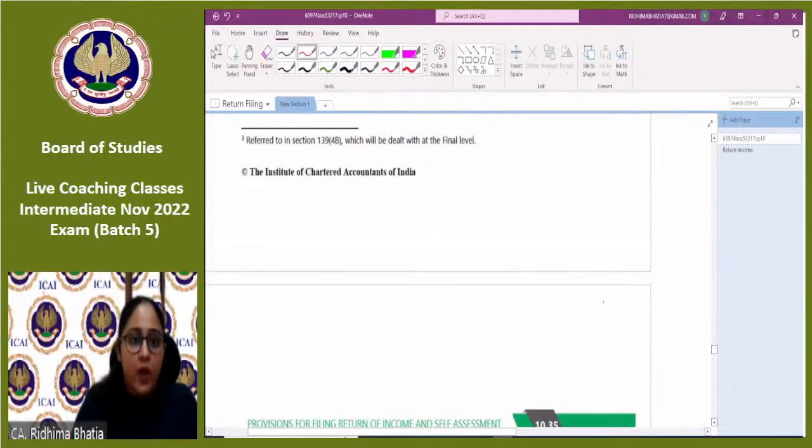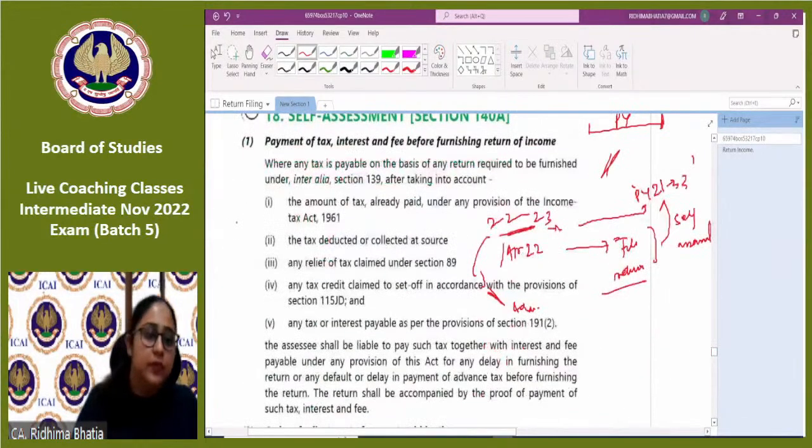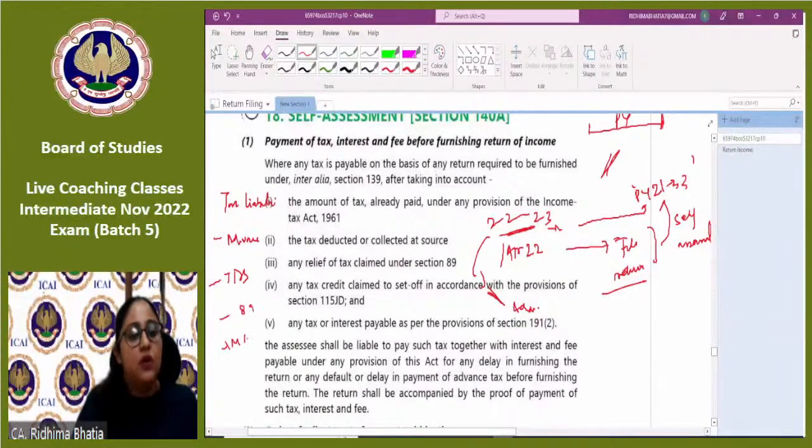Okay, and how do I calculate self-assessment tax? Simple: my tax liability minus advance tax, minus TDS, minus any relief which I get under section 89, and any MAT credit which I got. What is MAT credit? You will see in your final level. After that, whatever I deposit is self-assessment tax.